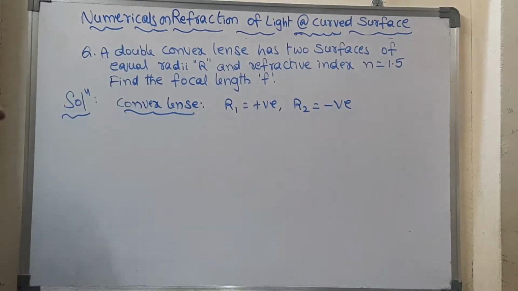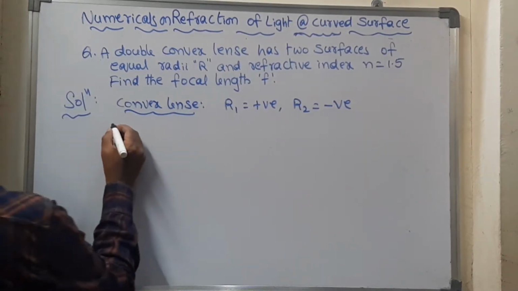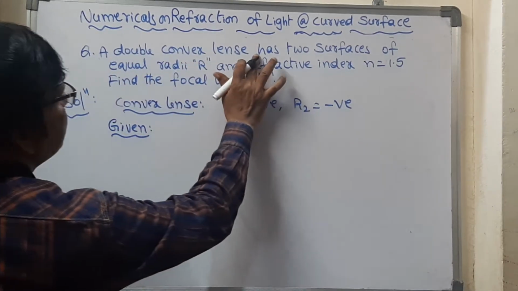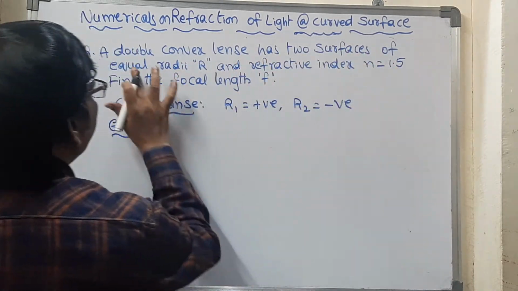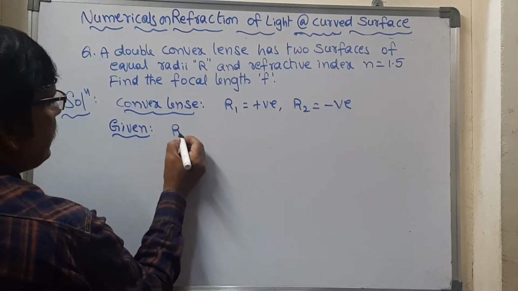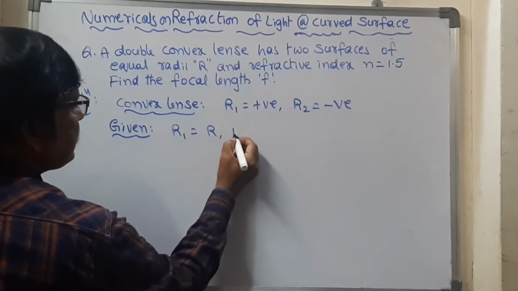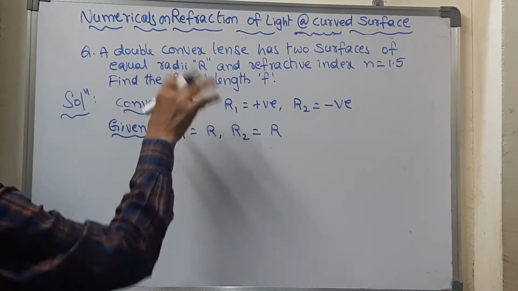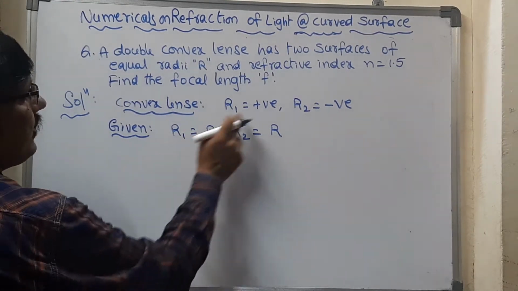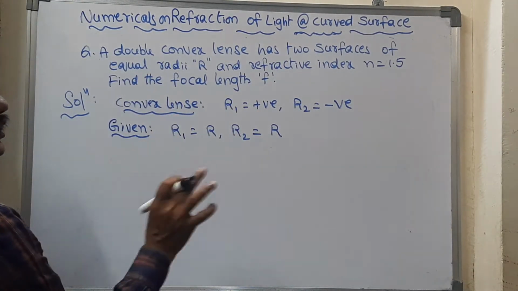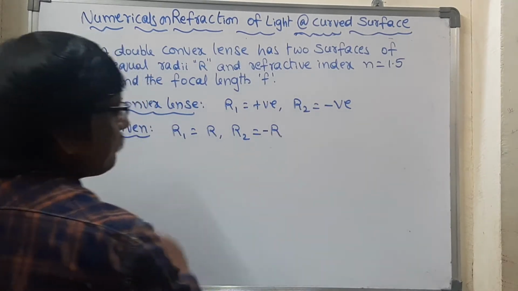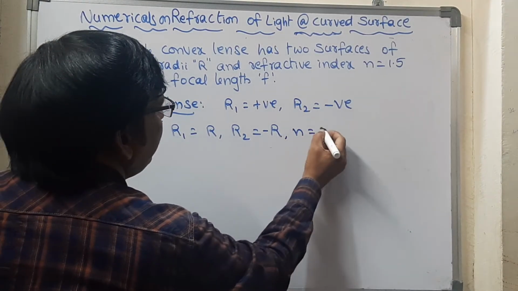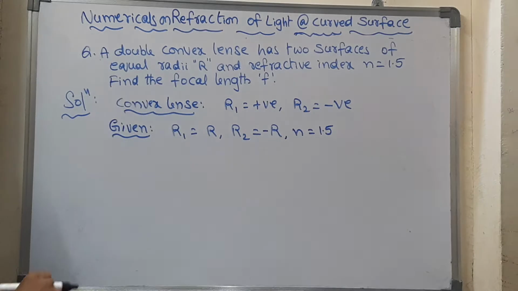After writing the sign convention, write the given data. What is given? That is a double convex lens, which has two surfaces of equal radii. Means R1 is equal to R as well as R2 also R only, because equal radii is given, each one is R. So according to the sign convention, R1 is equal to R positive, R2 is equal to minus R. And what else is given? Refractive index n is equal to 1.5.